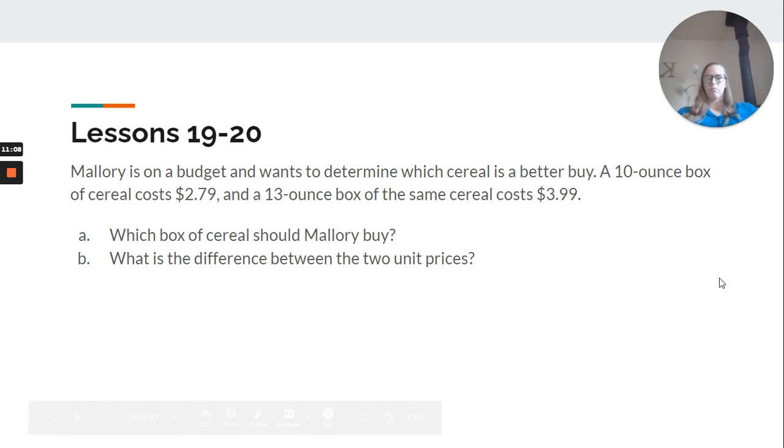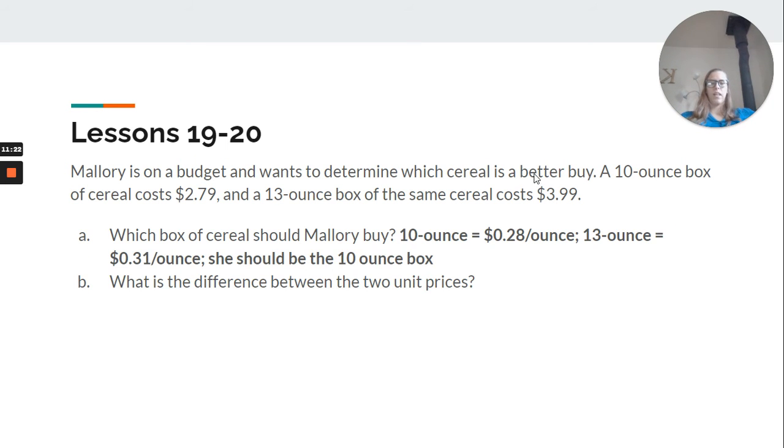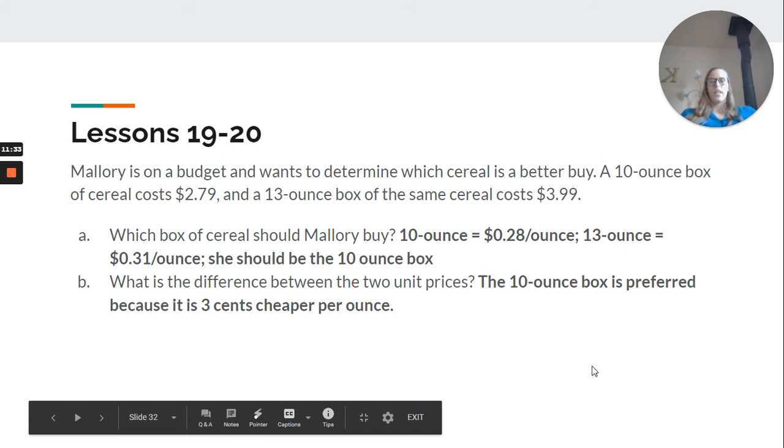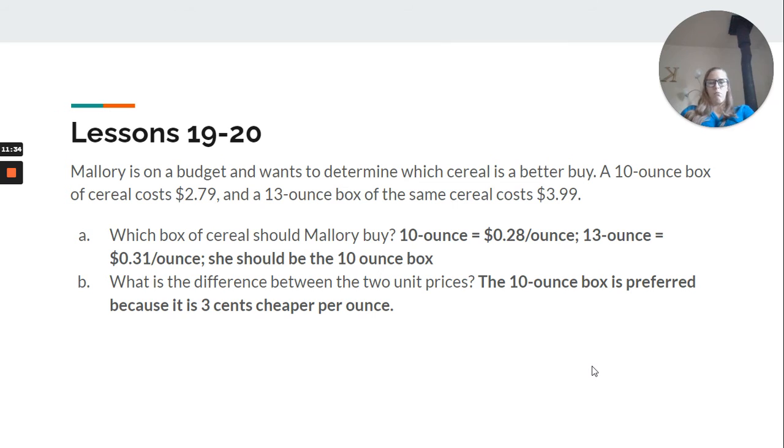19 and 20. Mallory is on a budget and wants to determine which cereal is a better buy. A 10-ounce box costs $2.79 and a 13-ounce box of the same cereal costs $3.99. So which should she buy? We need to find which one's cheaper per ounce. The 10-ounce is 28 cents per ounce and the 13-ounce is 31 cents per ounce. The 10-ounce is cheaper. And then what's the difference? The 10-ounce is 3 cents cheaper per ounce.